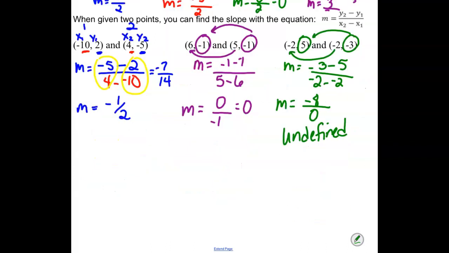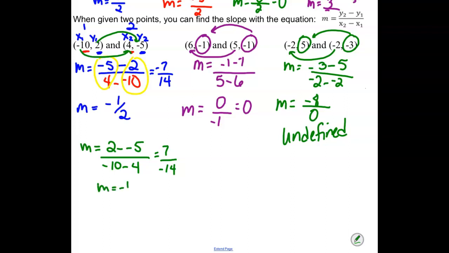All right, I'm going to go back to this first one just to show you that the order that you wrote the points as point 1 or point 2 doesn't matter. So we did negative 5 minus 2. If I had done 2 minus the negative 5, now I'm taking 2 minus negative 5. I have to do my x's in the same order. So negative 10 minus the 4. The only difference is now the 7's positive and the 14 is negative, but it still would reduce down to negative 1/2.